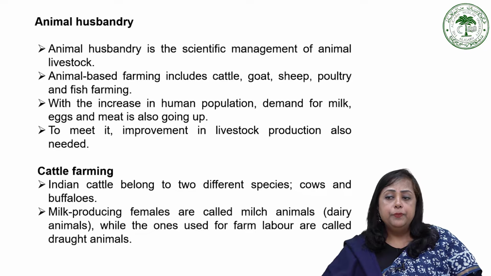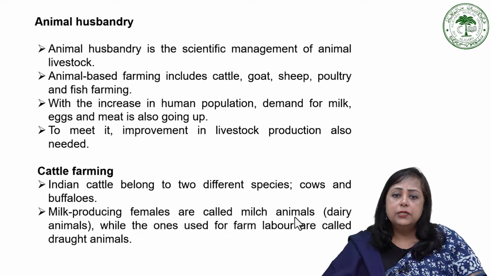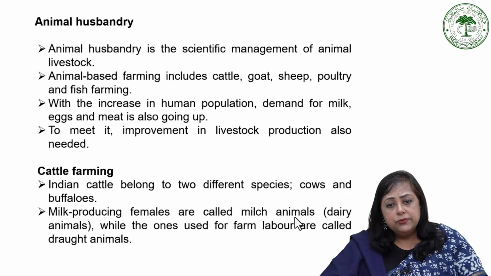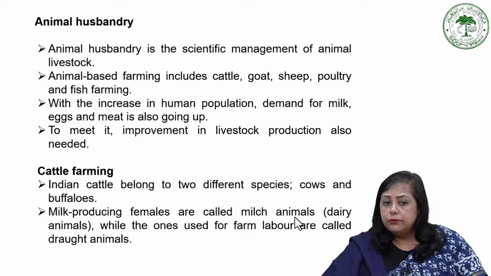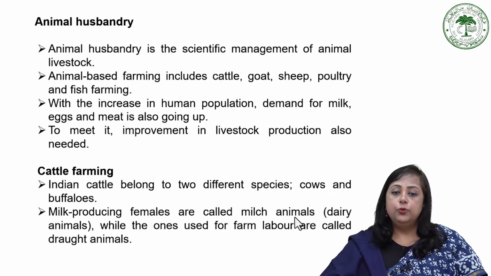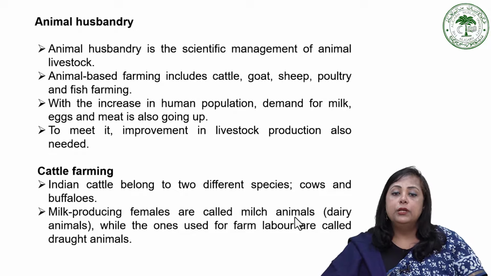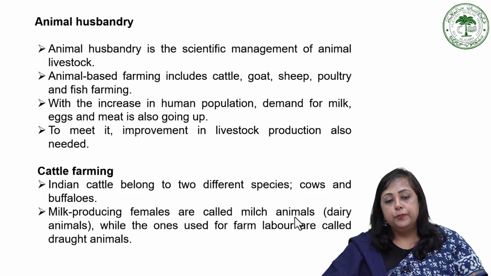Animal husbandry. Animal husbandry is the scientific management of animal livestock. Animal-based farming includes cattle, goat, sheep, poultry, and fish farming. With the increase in human population, demand for milk, eggs, and meat is also going up. To meet it, improvement in livestock population is also needed.